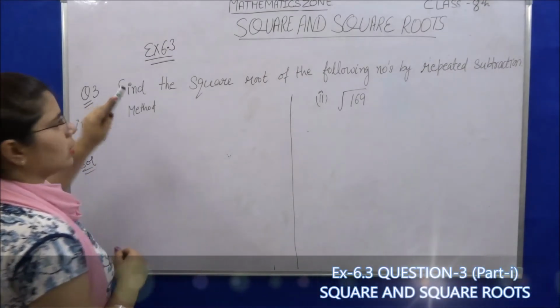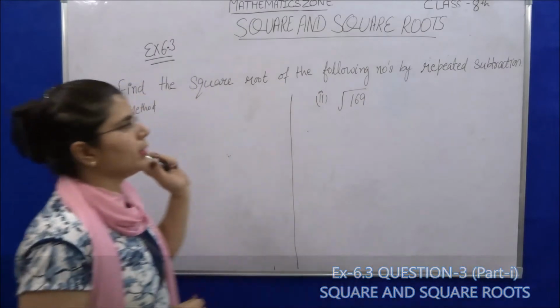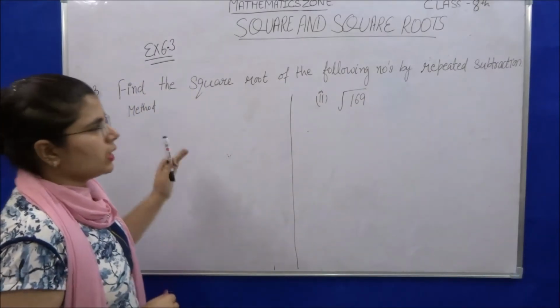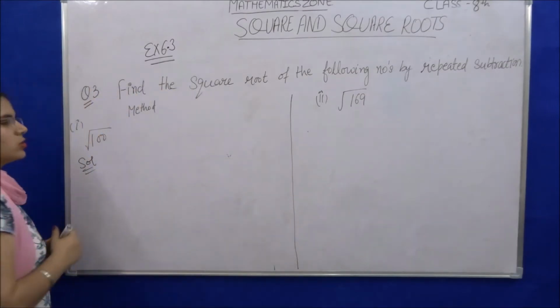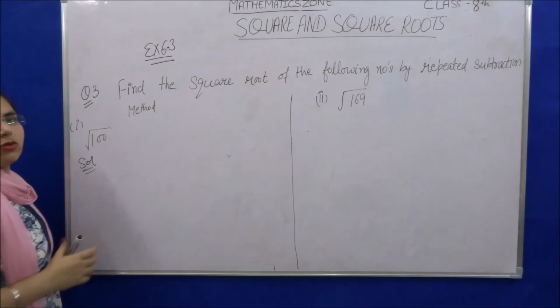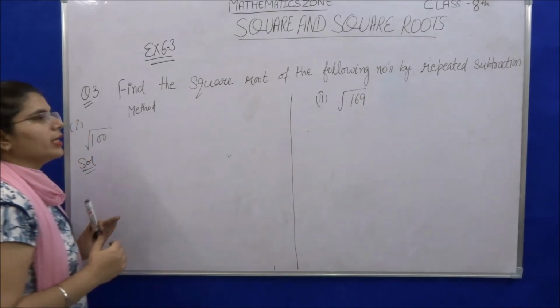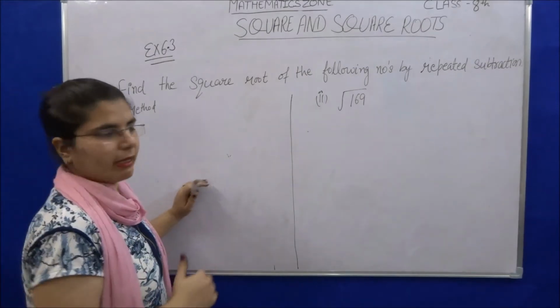Now we will do the third question. Find the square root of the following number by repeated subtraction method. This method we had done in the introductory part. Now let us do the question. We will find the under root of 100 by repeated subtraction method. इस मेथड में हम 100 में से odd numbers को subtract करेंगे.